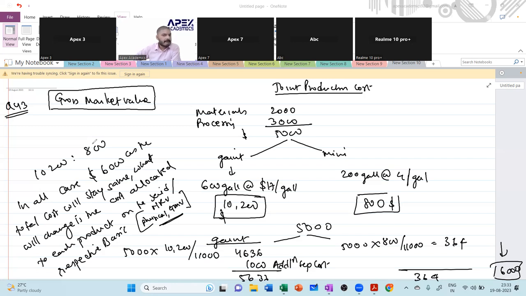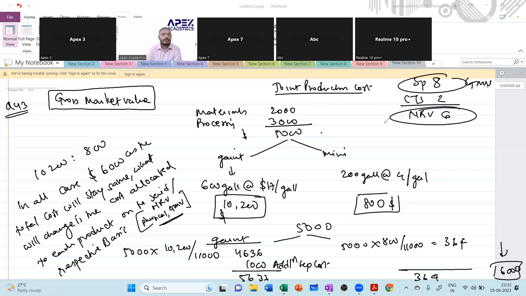So, what's the major difference between NRV method and gross market value method? As you can see, we are not subtracting the additional processing costs out of them. We are not subtracting the cost to sell from them. Suppose your selling price is 8 and your cost to sell is 2. NRV becomes 6. So this becomes gross market value. This becomes NRV. Are we clear about that? Yes, sir. Got it. Thank you.